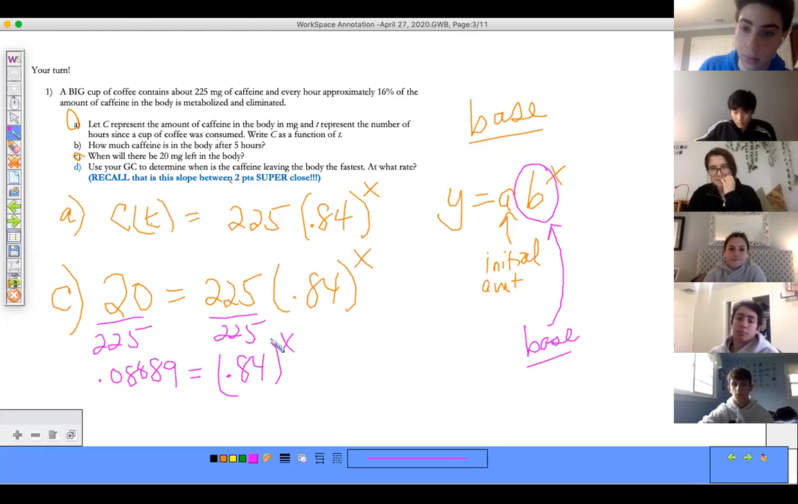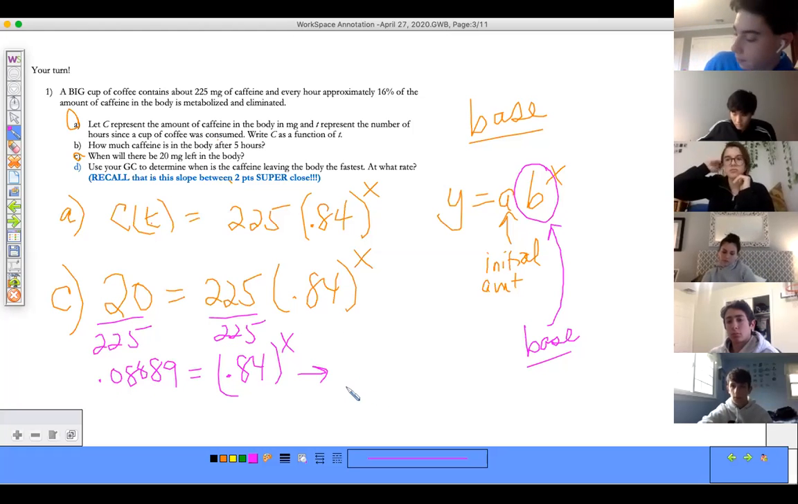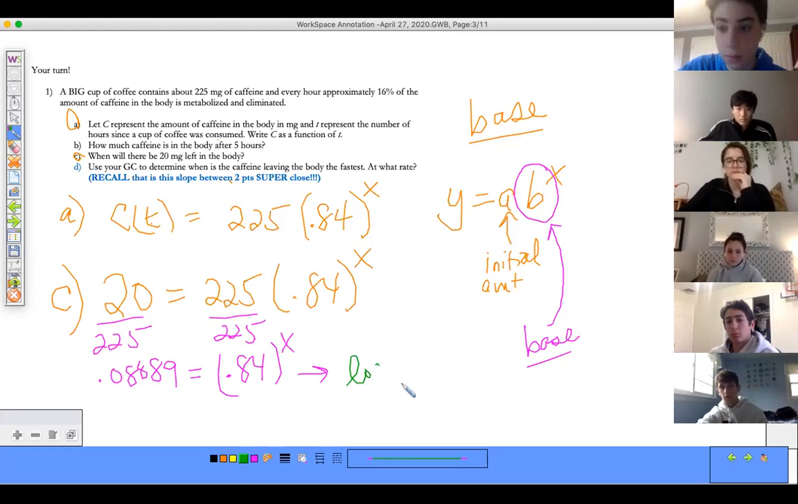Now, again, this is an exponential equation. So we're trying to figure out what number 0.84 to that power gives me 0.08889. We want to take this exponential form and rewrite it in log form. Cameron, how am I going to rewrite this in log form? Logarithm. So how am I going to rewrite that? Log base 0.84 of 0.08889.